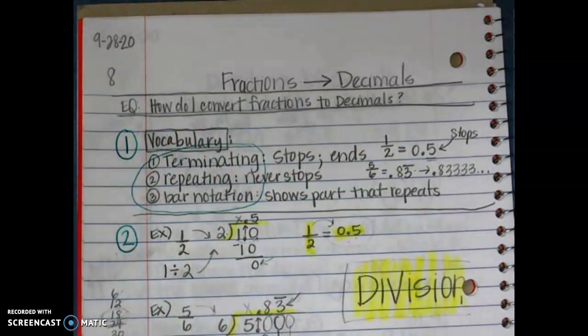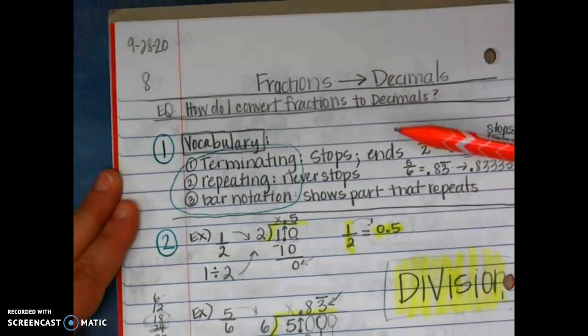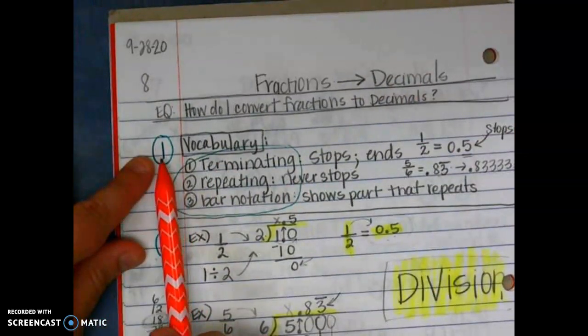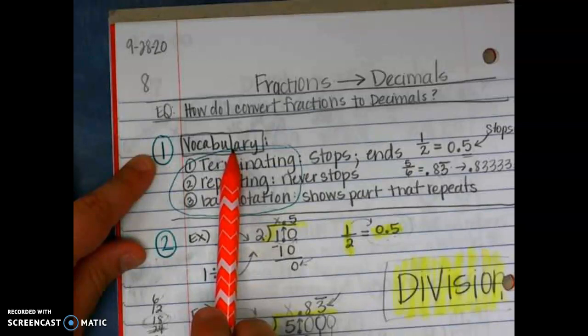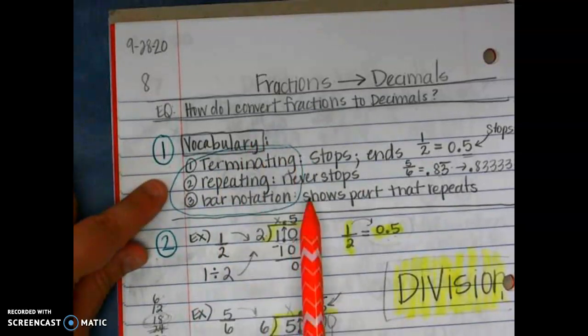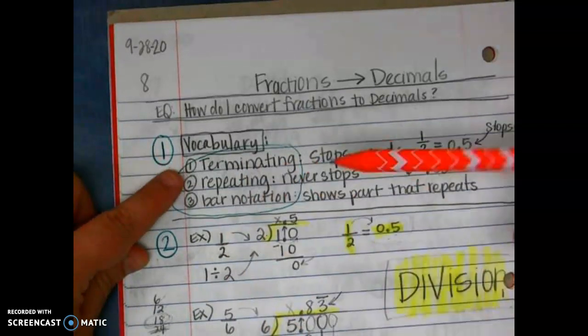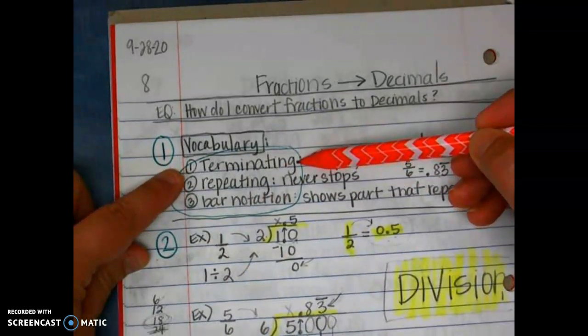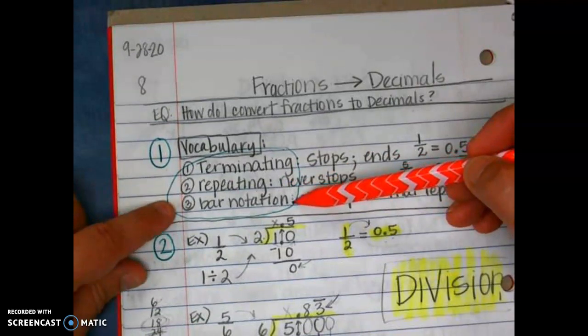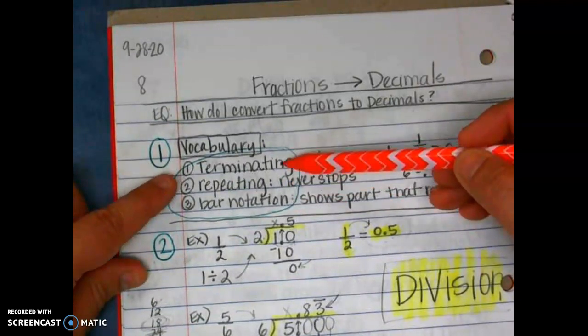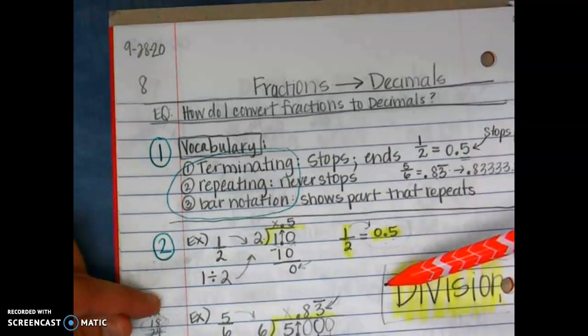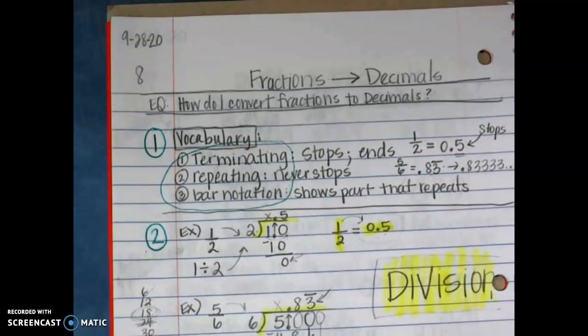What is my process? You'll notice at the beginning I numbered the section of my notes. I started with number one, the vocabulary, and instead of circling one word at a time, I just circled all three important vocabulary words. The words that we would be using in our lesson are terminating, repeating, and bar notation. And I will quickly talk about those words when they appear in the working part of our notes.